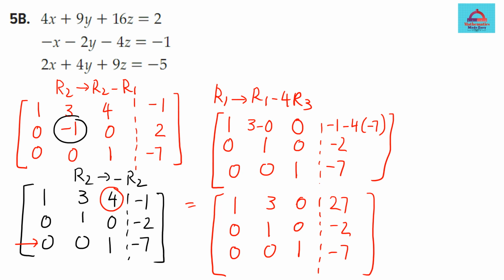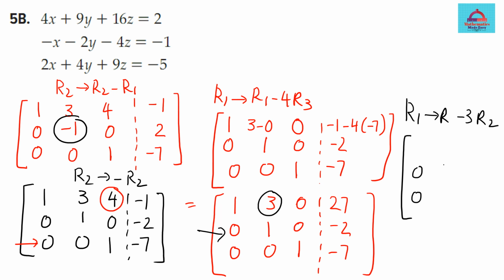We want to make it 0. So for that I will now use the second row. So the last operation we will do here is R1 becomes R1 minus 3 times R2, and I do that to make this term 0. So what do we get? Second and third row are the same, no change.